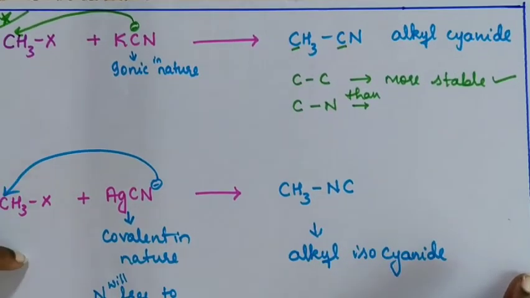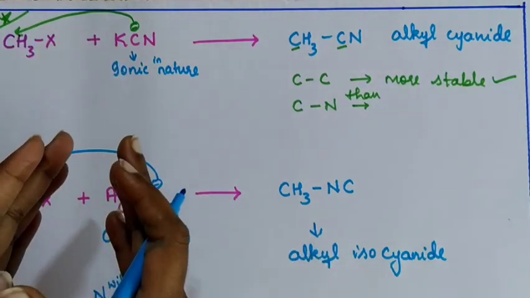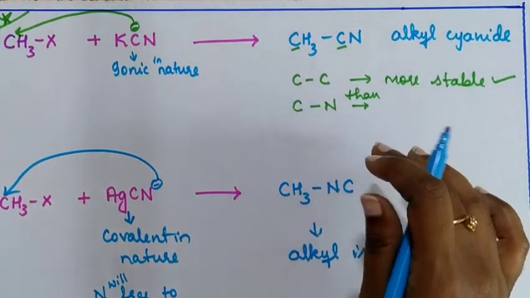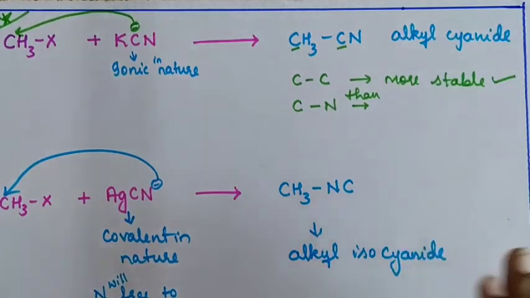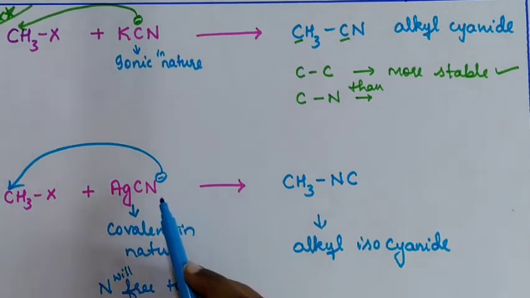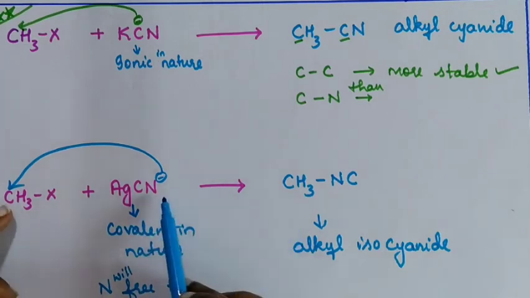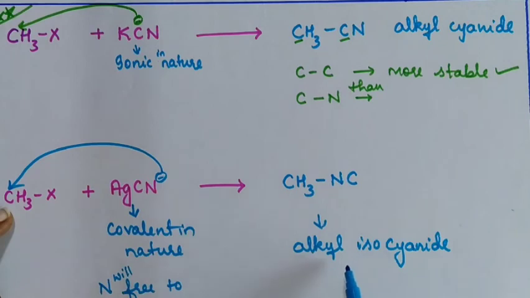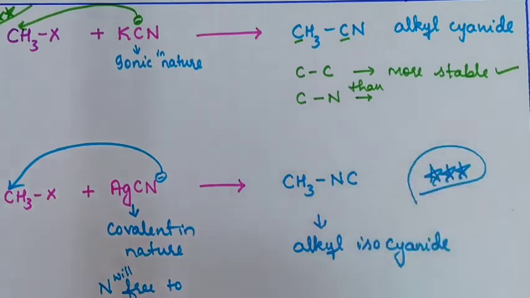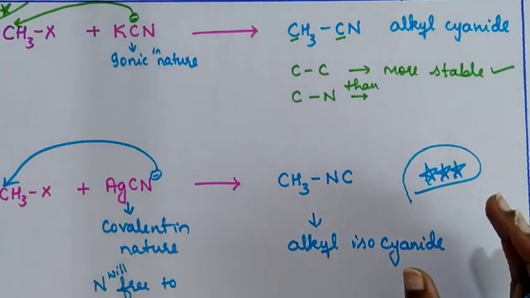Okay, these two cases are very important. So understand, KCN is ionic in nature, so it will form alkyl cyanide, and the C-C bond is more stable than the C-N bond. That is why it favors forming alkyl cyanide. But AgCN is covalent in nature, so only nitrogen will be free to donate electrons. That is why the bond is going to form between nitrogen and carbon. So it will form CH3NC, that is alkyl isocyanide. This is very important, guys. Remember it.